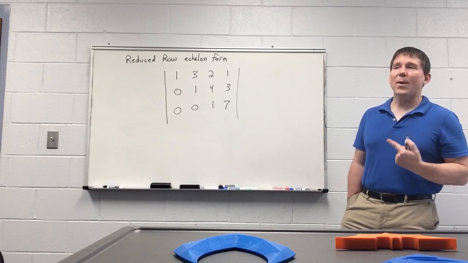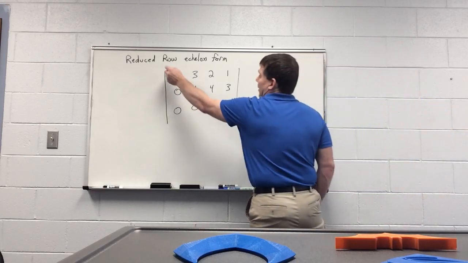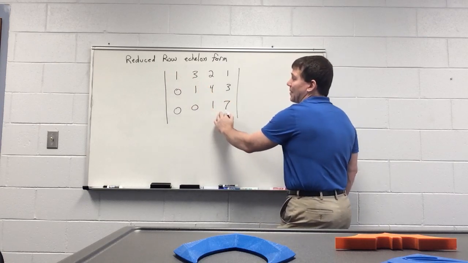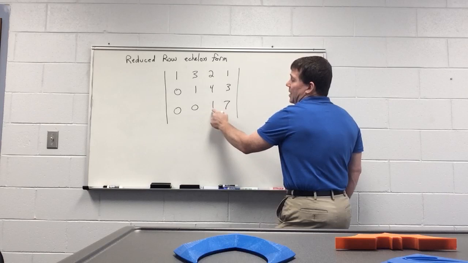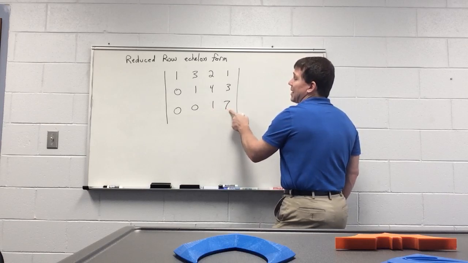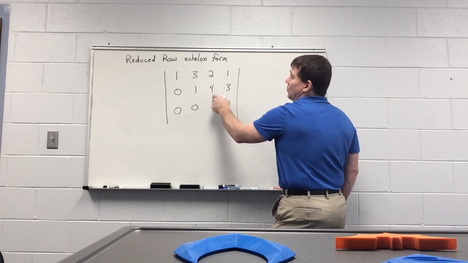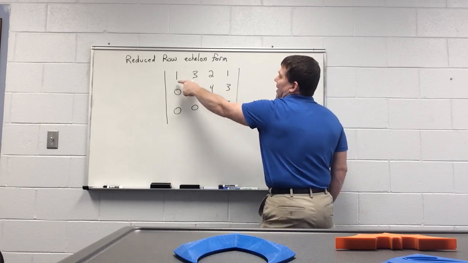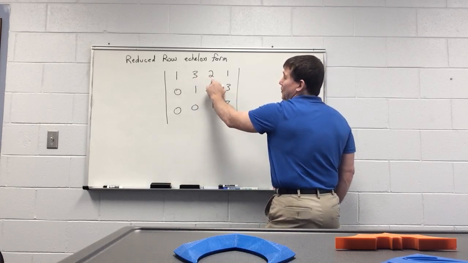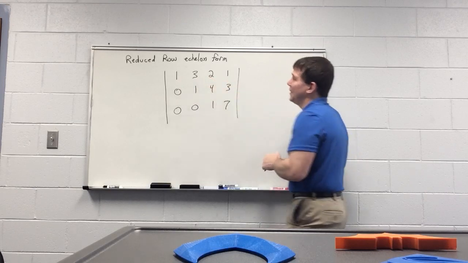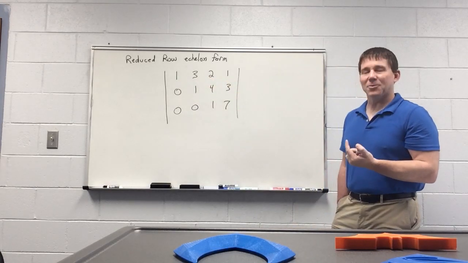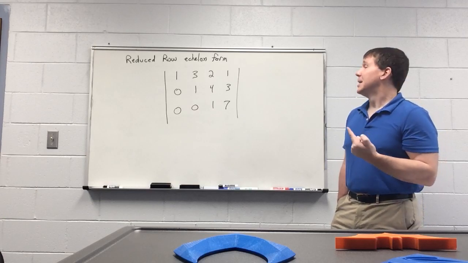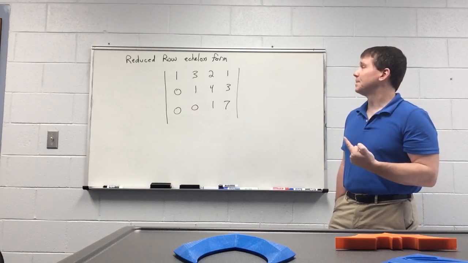Is it in row echelon form? Well, sure. I have this diagonal of 1s right here, and I can read off, just thinking about the system, x sub 3 is equal to 7. X sub 2 plus 4x sub 3 is equal to 3, so I can solve that. X sub 1 plus 3x sub 2 plus 2x sub 3 equals 1. Backward substitute, solve that, and I can get the solution to my system. So we're in row echelon form.